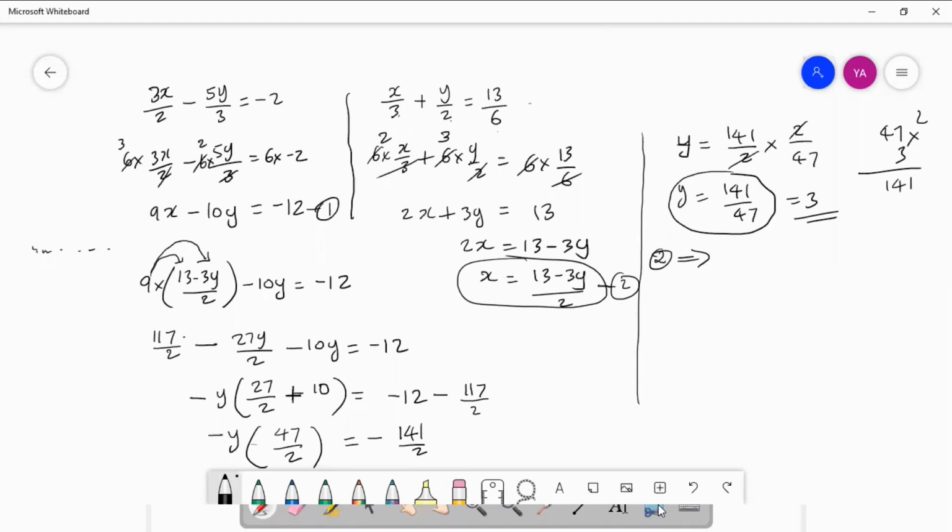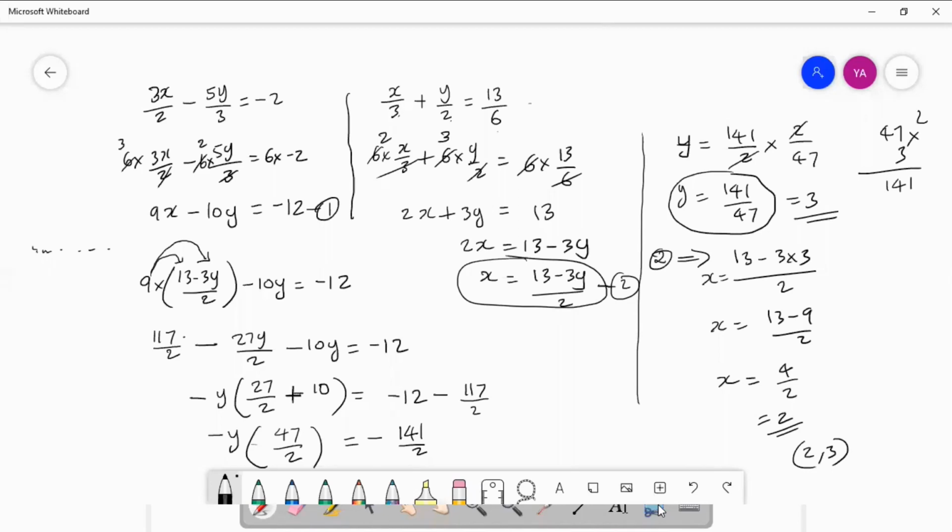So we substitute y is equal to 3 in the equation for x, from equation number 2. So x is equal to (13 minus 3 into 3) by 2, which is (13 minus 9) by 2, so 4 by 2, which is 2. Okay, so we got the solution as (2, 3). So (2, 3) is the solution for this pair of linear equations.